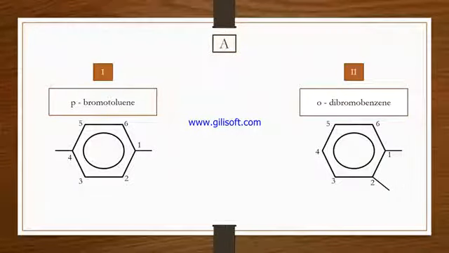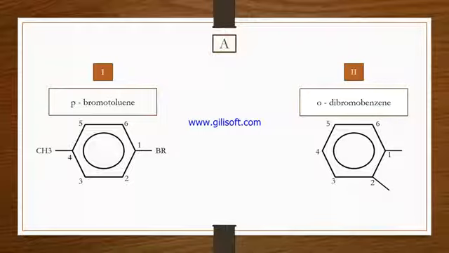So for question number 1A, draw the structural formula for each of the following. Number 1, para-bromotoluene. Para means that the substituent is attached at the carbon number 1 and carbon number 4, while toluene also means methylbenzene. So the other name of para-bromotoluene is 1-bromo-4-methylbenzene. So for the structural formula, on the benzene ring at the carbon number 1, bromine will attach here and methyl will attach at the carbon number 4.